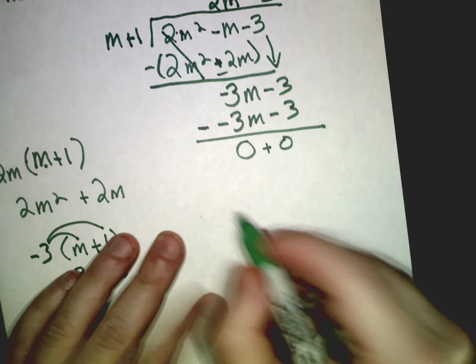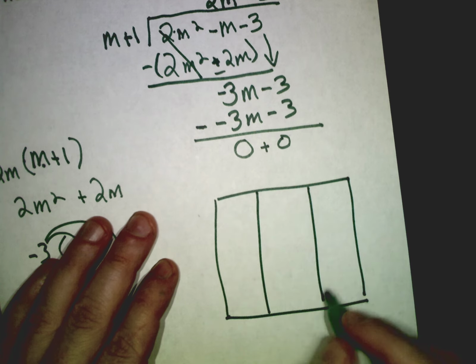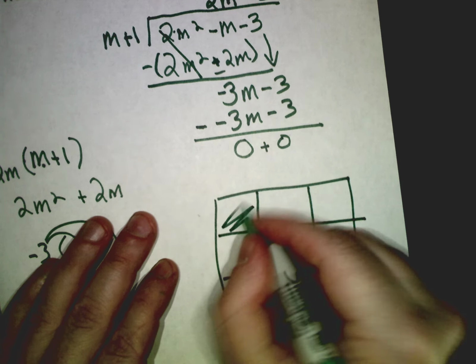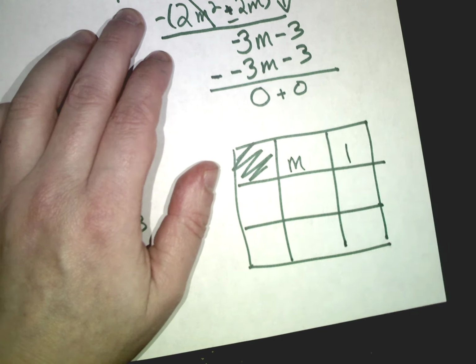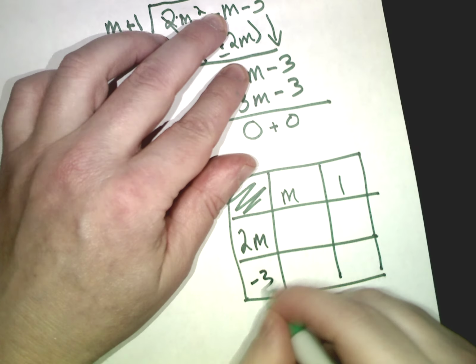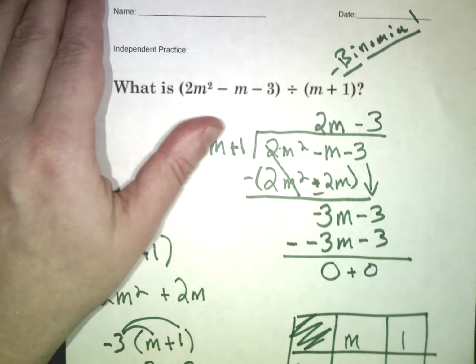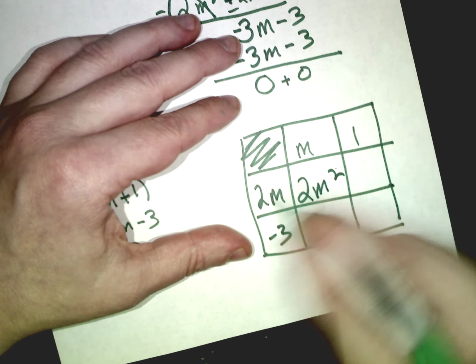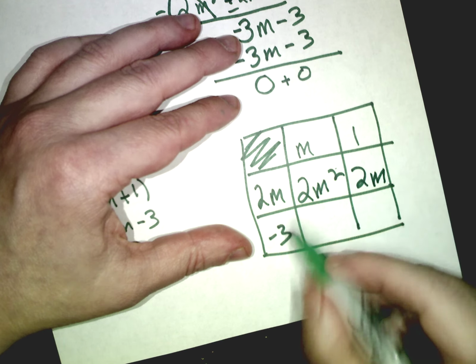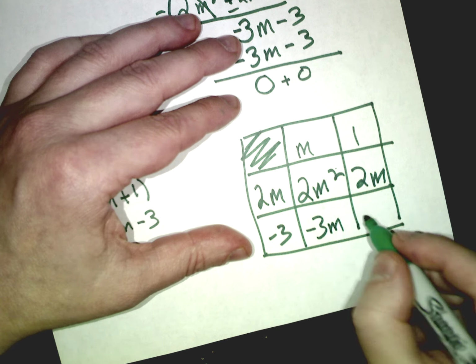Okay, well, let's do the opposite of division, which is multiplication, but we do our multiplication, the box method, for binomials. I'm going to put the original one, m plus 1, up here. Now I'm going to put our answer, 2m minus 3, over here. And if I am right, our final answer should be this: 2m squared minus m minus 3. 2m times m, 2m squared. 2m times 1, 2m. Negative 3 times m, negative 3m. And negative 3 times 1 is negative 3.